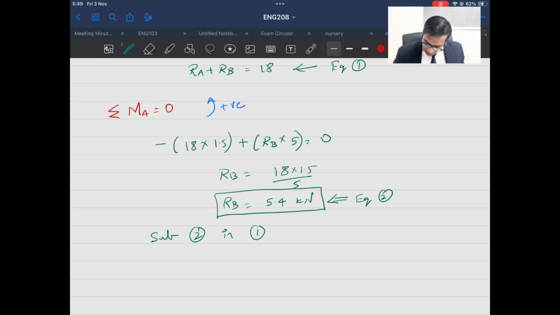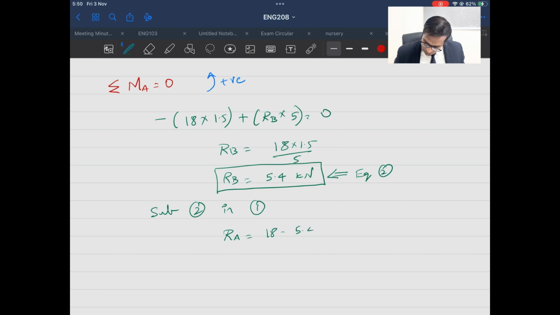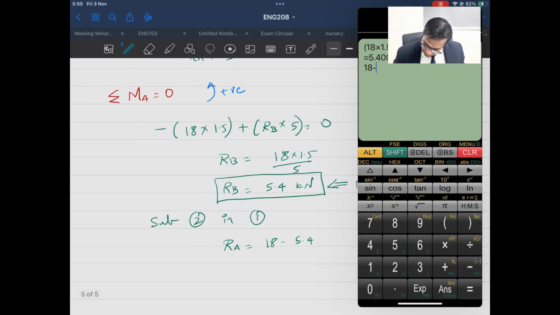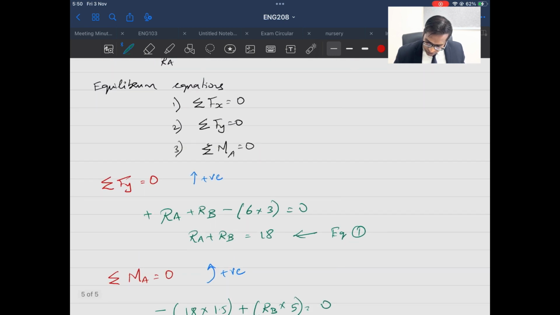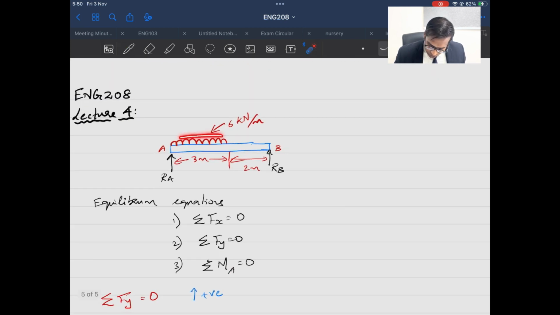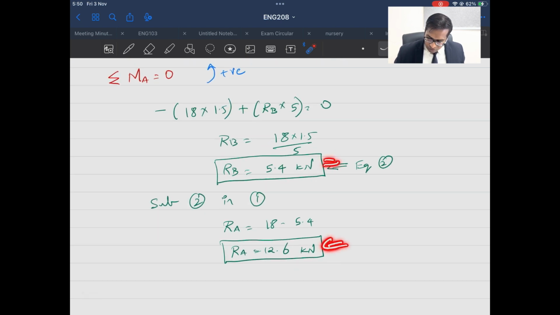So I can find my RA as 18 minus 5.4, which is 12.6. So it is 12.6 kilonewton RA. To justify our answer, see the load is acting towards RA, so definitely it will have a higher reaction force compared to RB. This is almost 12 and this is near 6, so twice the amount. This is how we solve reaction forces for simply supported beams with uniformly distributed load.